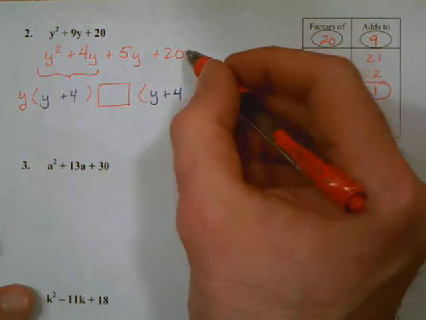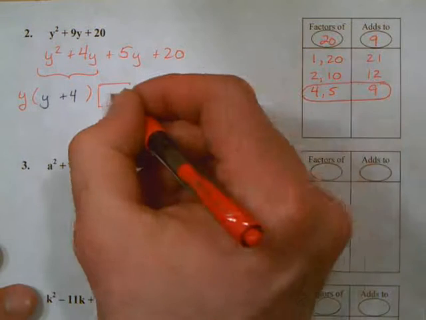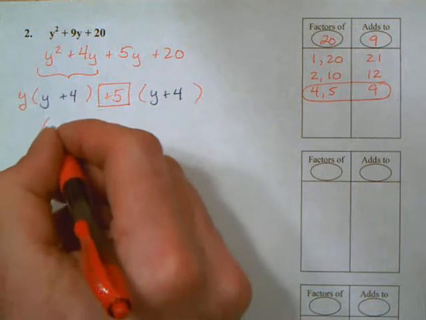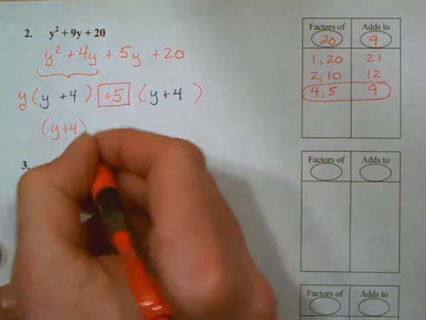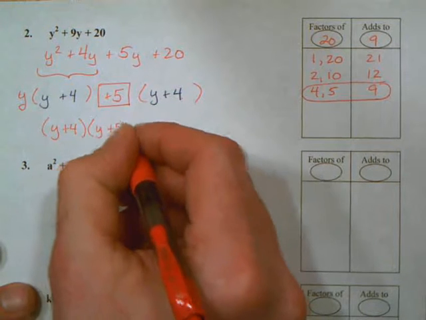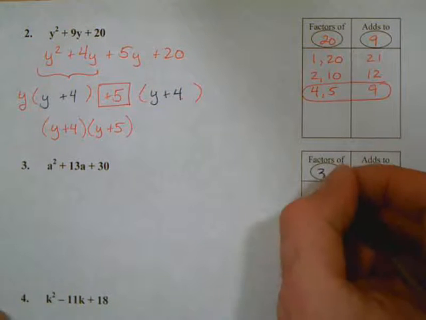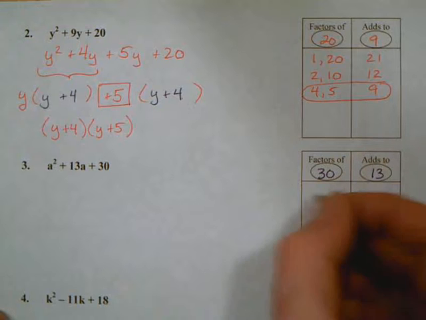Now I'm going to put my box down, and I'm going to repeat the back parentheses and put down y plus 4 in those as well. Let's figure it out. 20 divided by 4 is 5, and let's put a plus in there for clarity. So here we go. The answer is y plus 4 times y plus 5.